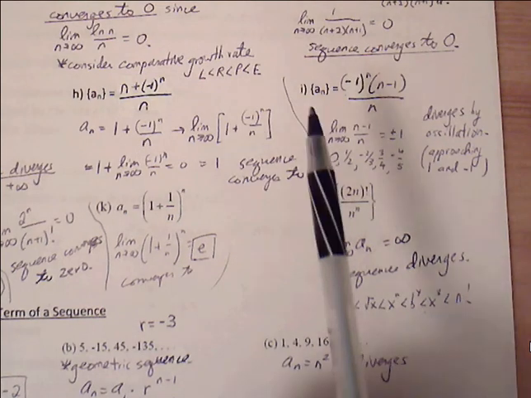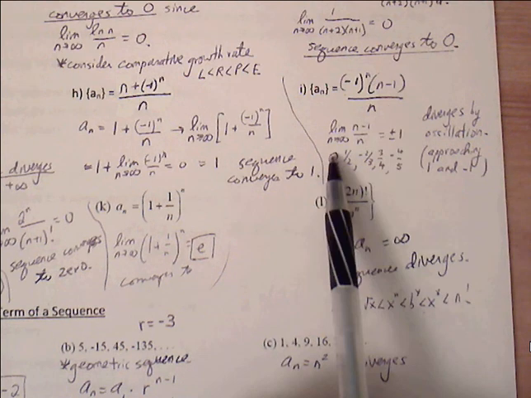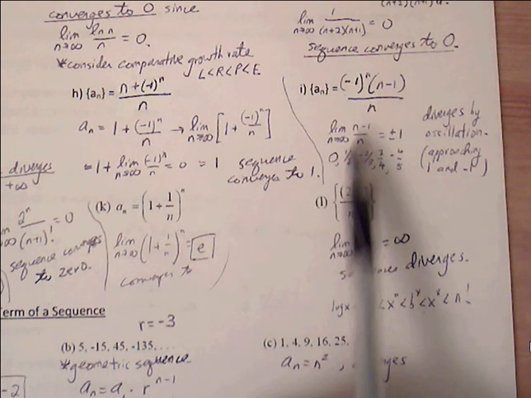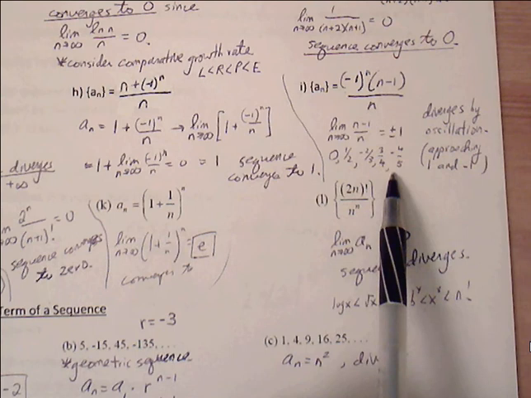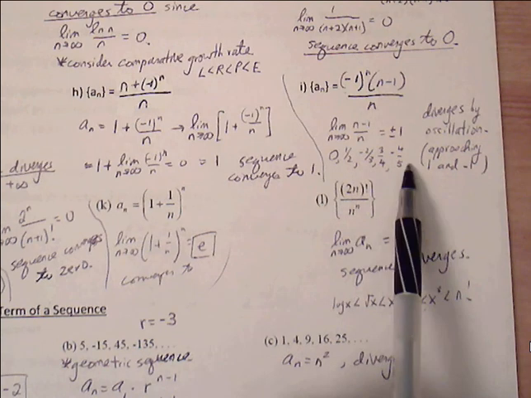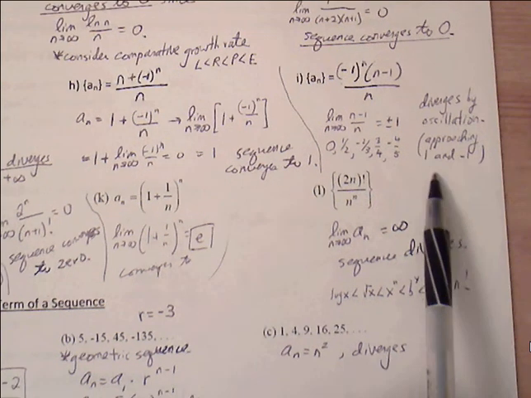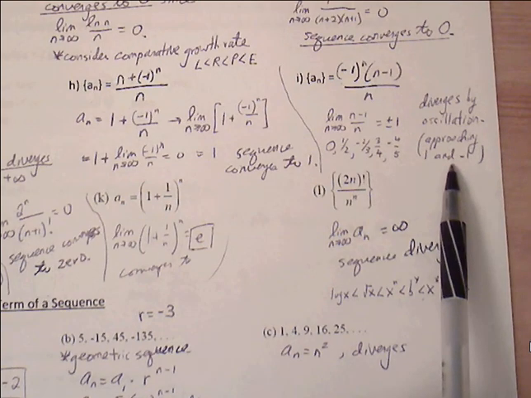Okay, next one here. We can plug in some values here to see what happens with this sequence. If I plug in 1, we get 0. If I plug in 2, we get positive 1/2, then negative 2/3, then 3/4, then negative 4/5. So we see that the positive values are approaching 1, but the negative values are approaching -1. So this will diverge by oscillation. We have one portion of the sequence that's approaching 1, another one that's approaching -1. So the sequence will not settle on a value, so the limit will not exist. It will diverge due to oscillation.